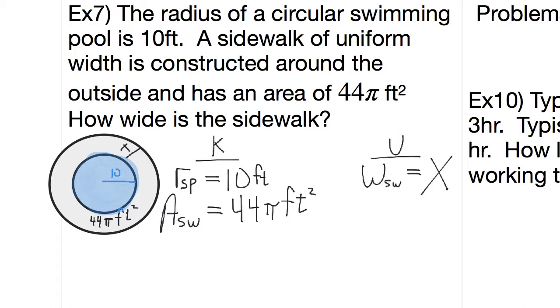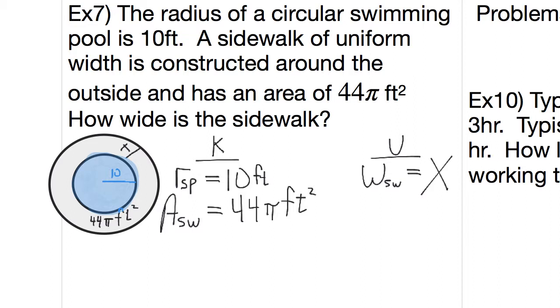And you can see that the two things that they tell us is that the pool has a radius of 10 feet. I've drawn that in. And then the sidewalk of uniform width is constructed around the outside. That's kind of like the outside part of the donut, the actual ring. And then it has an area of 44 pi feet squared. It wants to know how wide the sidewalk is.